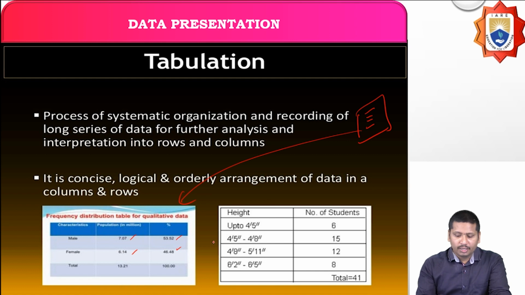Okay, so like a frequency distribution table for the qualitative, like male, female, and height with number of students like 6, 15, 12 and 8. Let it be up to 4 inches, 4.5, number of students; in between 4.5 to 4.8 how many, and between 4.8 to 5.11 how many, and 6.2 to 6.5 how many, like this. So like this we have to arrange it so that you can clearly understand the data instead of getting it in the form of text.